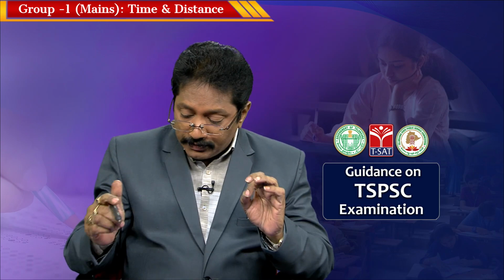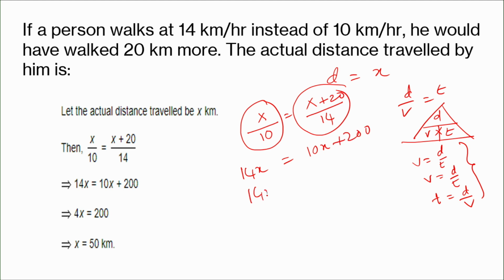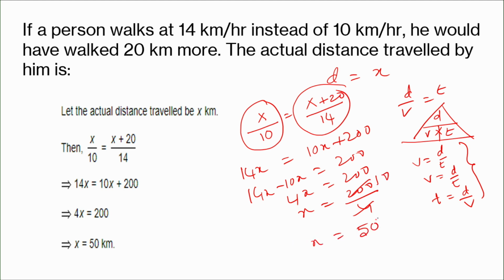So t is distance by speed, and here the time is the same. x by 10 is equal to x plus 20 by 14, now we can take cross multiplication. 14 of x is 14x, 10 of x is 10x, 10 of 20 is 200. 14x minus 10x is equal to 200. So 4x is equal to 200. So x is equal to 200 by 4, which is 50. So x is equal to 50 kilometers.